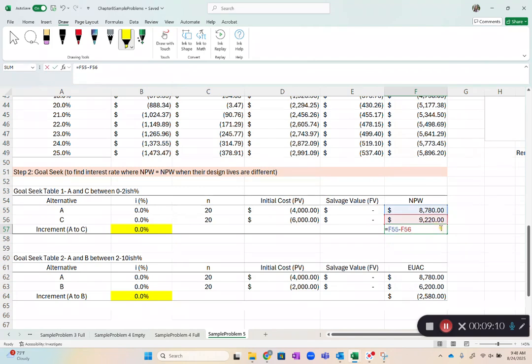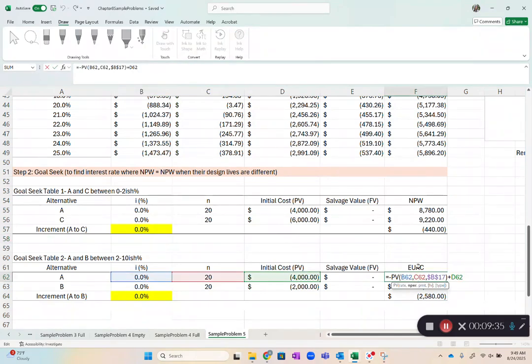Okay, and then this is my increment, so it's going to be those two subtracting each other. And once again, because I want them set equal to each other, I'm going to say the difference between the two is equal to 0, which is the same as setting them equal. And this is, I just put in a 0. That cell is referencing B55, and that cell is also referencing B55, which is that first interest rate. Okay, so then these are set up, oh, this says EUAC, this should be NPW. So these two then are the exact same. I'm going to add my initial cost, and it's going to be referencing these values.